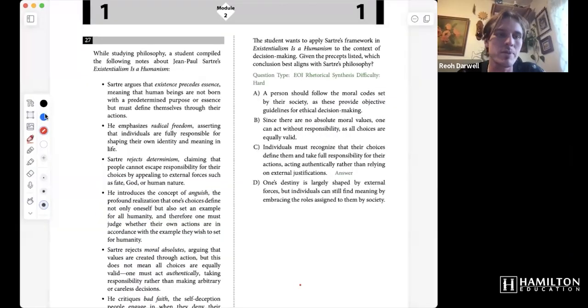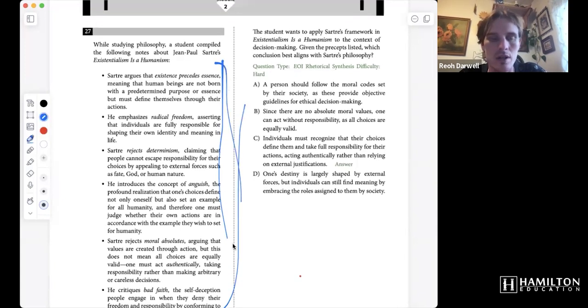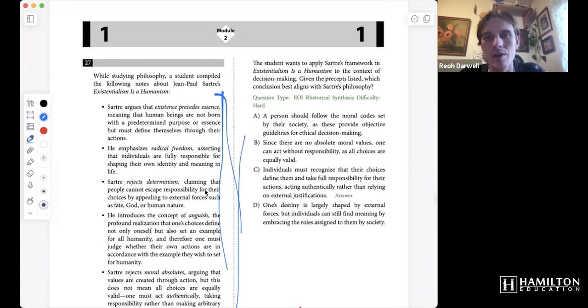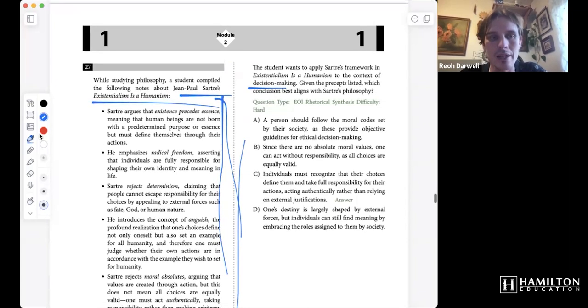All right, 27 is probably the most cool rhetorical synthesis question ever. It's wanting to apply the framework of existentialism as a humanism, which is the Sartre piece that the notes are about, to the context of decision making. So how can we make decisions that are in alignment with what Sartre says in existentialism as a humanism? All right, so let's make sure our answer is supported by the text.